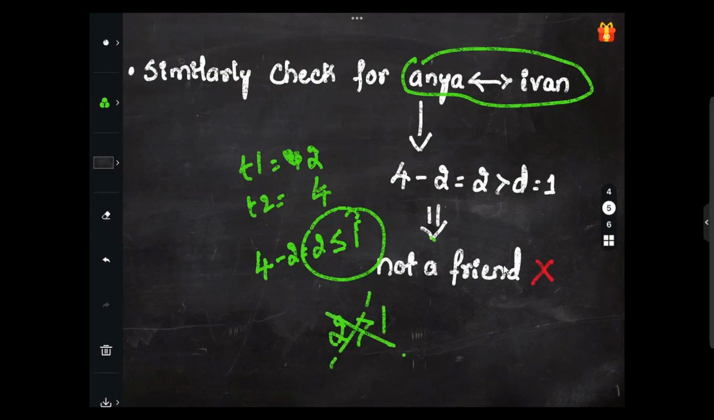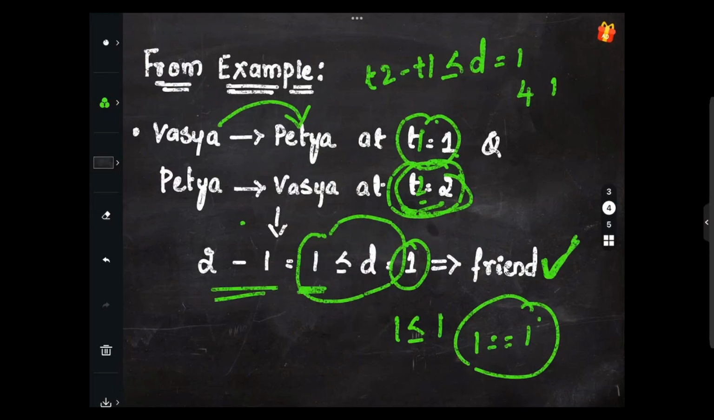This fails miserably. They are not friends. This friendship pair is not considered. Basically, the Anya and Divan friendship pair is not considered. Only Petya and Vasya, or only Vasya and Petya, this one is considered. The friendship pair is considered here, right?